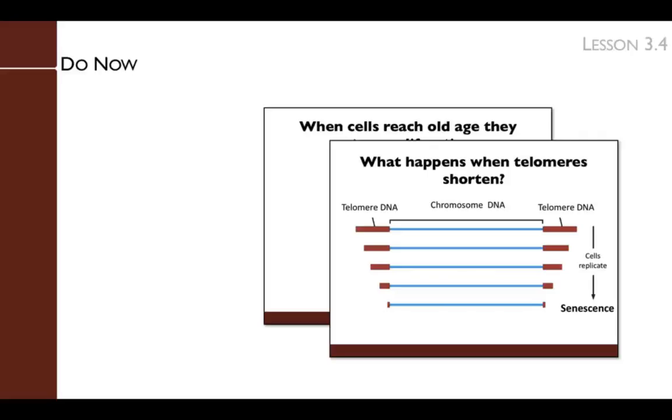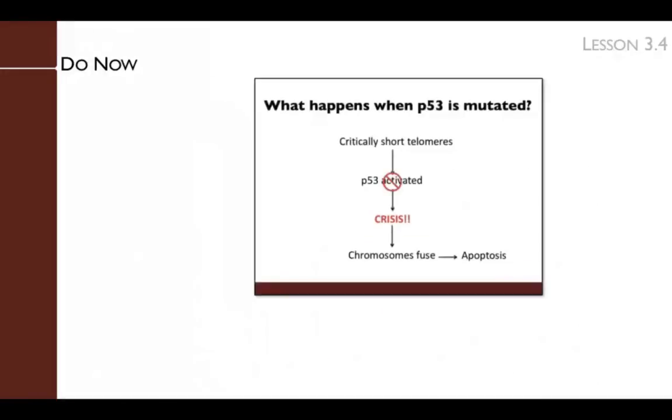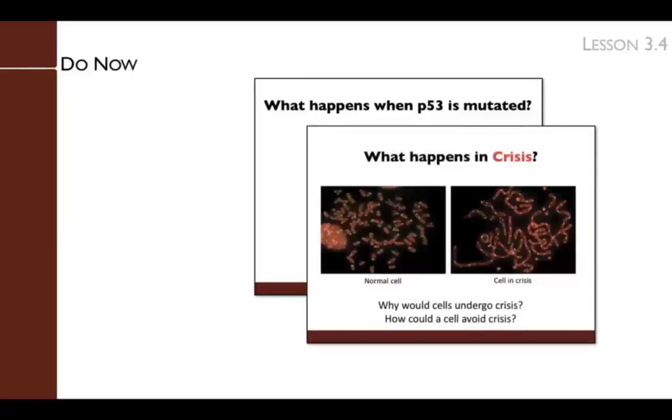This is called senescence. But what if the p53 gene is mutated and inactivated? It cannot tell the cell to go into senescence, and instead it goes into crisis. During crisis, the chromosomes fuse together and the cell eventually dies through apoptosis. So crisis is actually beneficial because it enables the body to limit the replication of cells that may be severely abnormal because p53 is inactive.